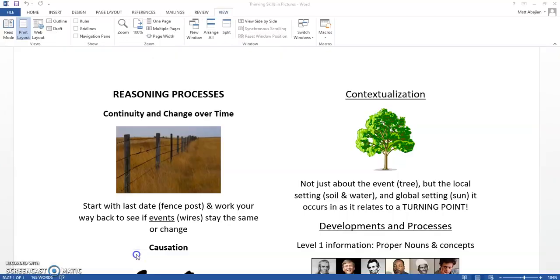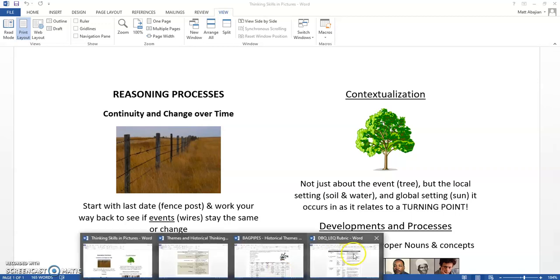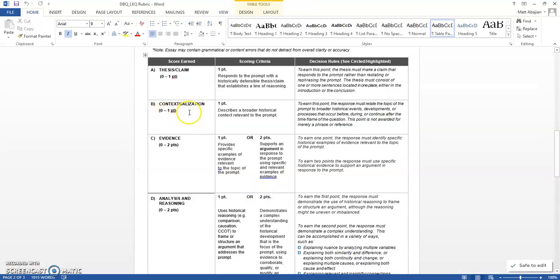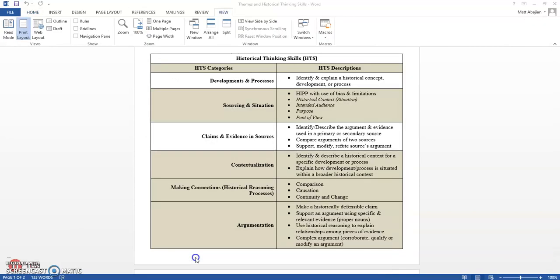When we're talking about it in visuals, I want you to think of it more like a tree, not just about the event, right? I don't want just that specific proper noun event, but local settings like the soil and water, or global like the sun. It's that turning point. What is taking place surrounding that event? Now, if that's contextualization, we're going to find that, by the way, in our writing prompt as well, in the broader historical context that's involved. Continuing to move on with our historical thinking skills, we'll work through these quite quickly.